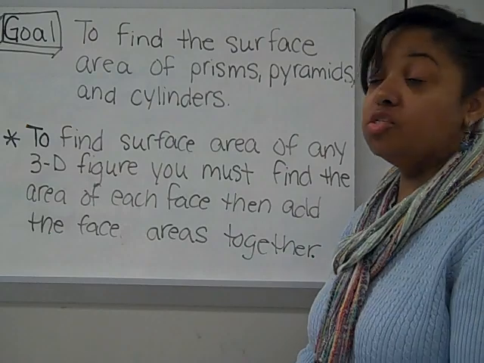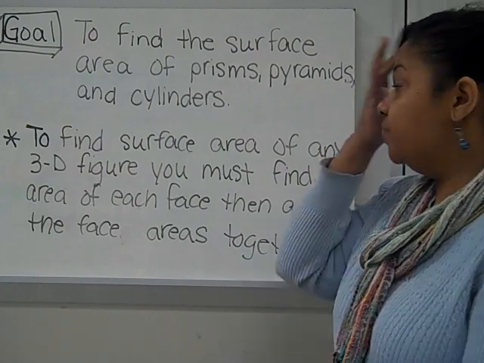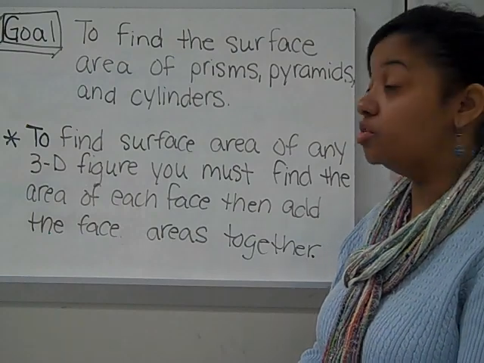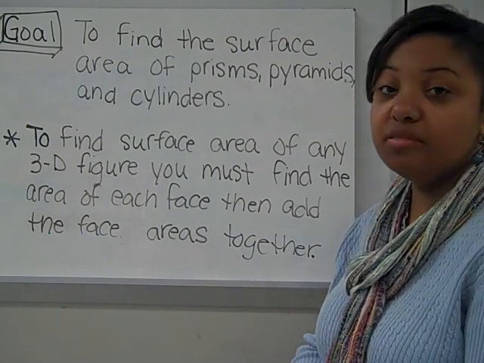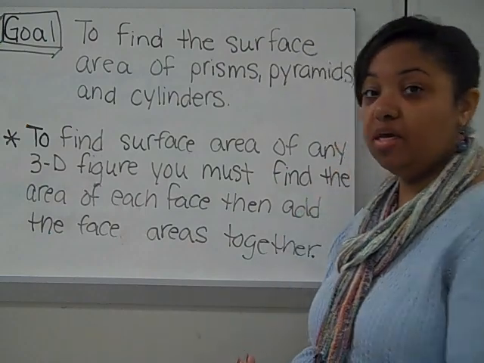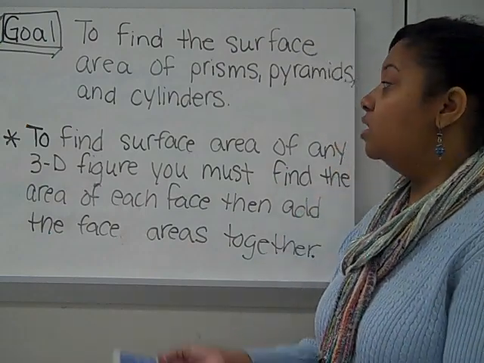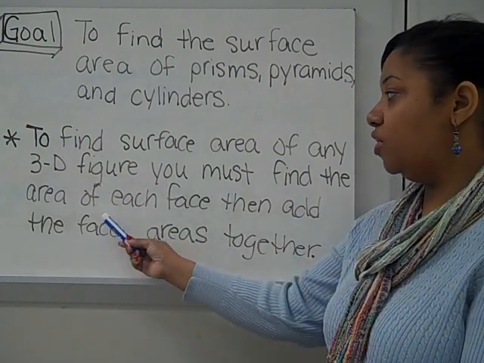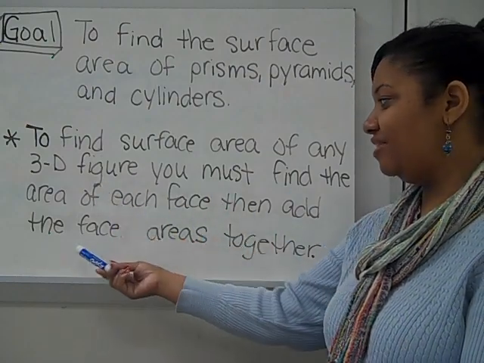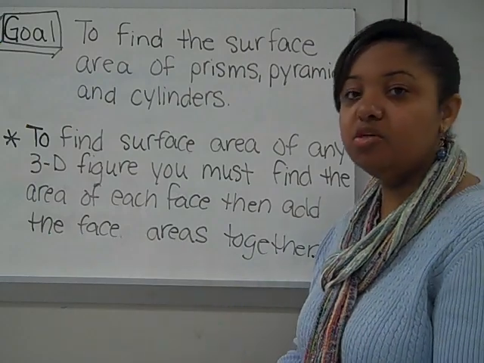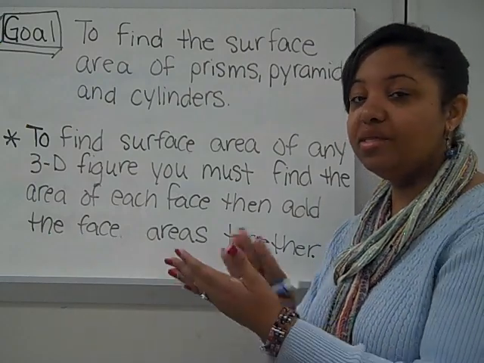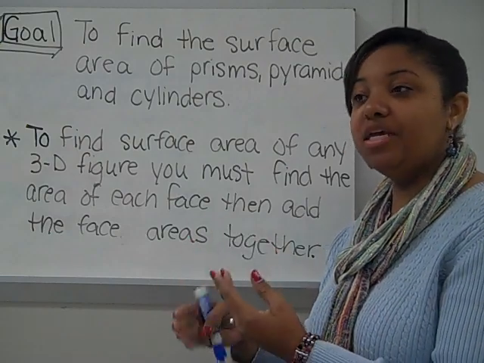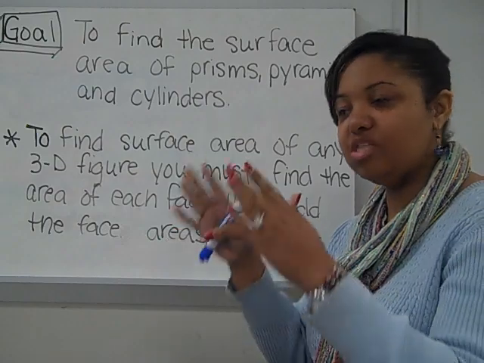Okay, this is goal 2 in your notes. It is to find the surface area of prisms, pyramids, and cylinders. There's one main thing you have to remember when finding the surface area. To find the surface area of any 3D figure, you must find the area of each face, then add the face areas together. The main thing to remember is that you're just finding the area of every side of the three-dimensional shape. Then you're taking each face, each side, and then you're just adding them together.